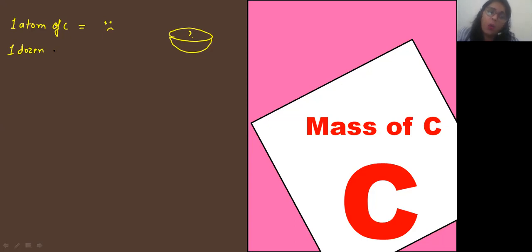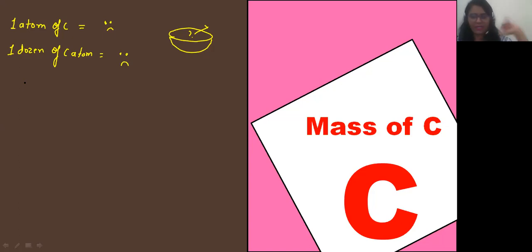Now, let's say that you have weighed 1 dozen carbon atoms. Then also you got nothing, and the weighing machine showed nothing. It displayed nothing.